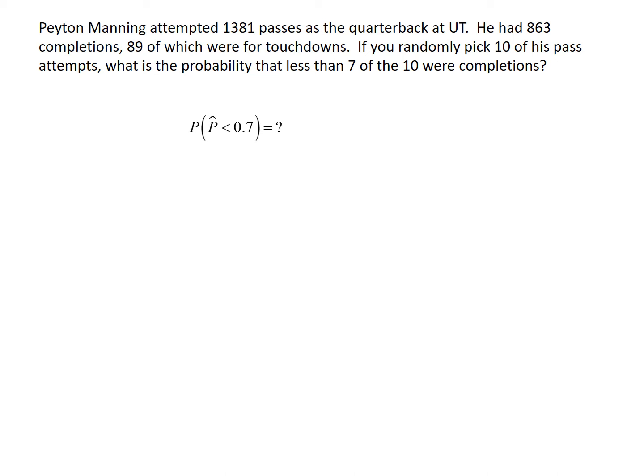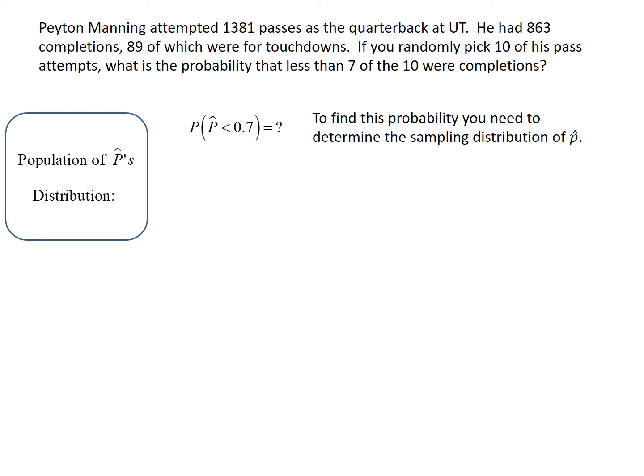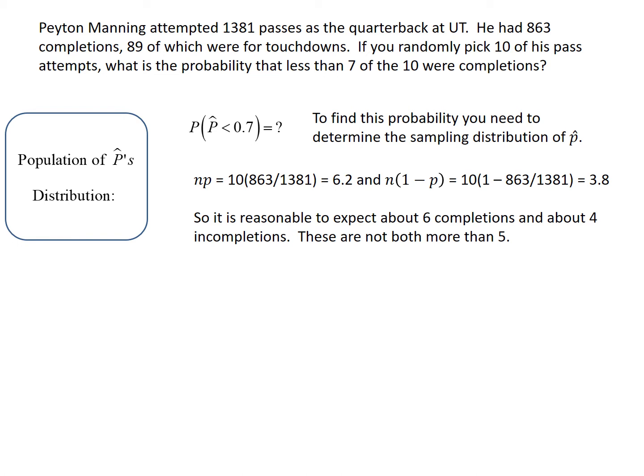To do this, we need to know the distribution of p hat, which means since the sample hasn't been taken, we don't know how many completions are actually in the 10, because we haven't chosen the 10 yet. We need to check to see if we expect to have at least 5 completions and 5 incompletions. So we do n times p, and 10 is our sample size. The probability that a random pass is complete is 863 out of 1381. So we do expect to have roughly 6.2 completions, which only leaves us 3.8 incompletions. So we don't expect to have at least 5 completions and 5 incompletions.